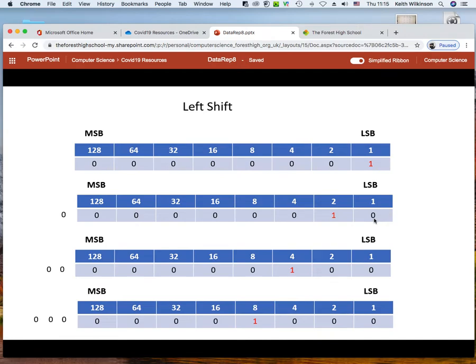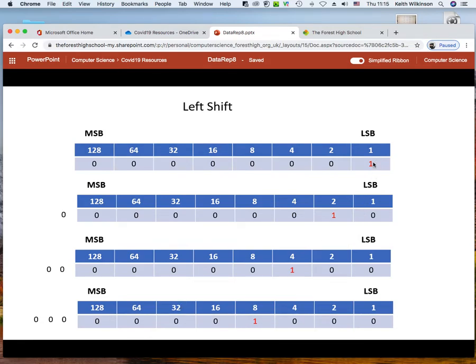So if we shift all of these bits left again, this red one now goes underneath the 4. We would get a blank value here, which we fill in with a 0, and another bit drops off the end. That is lost. And the same goes if we shift it again. So I'm shifting for the third time, and the 1 underneath the 4 goes to the 8. We get a blank here, we fill it with 0, and again another bit drops off the end.